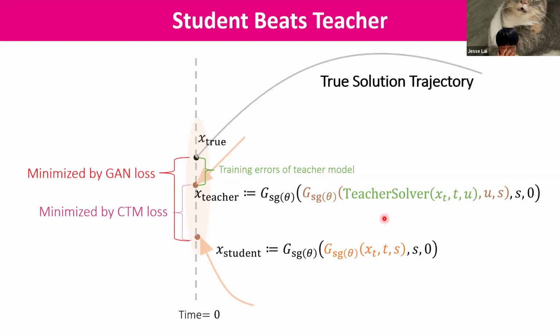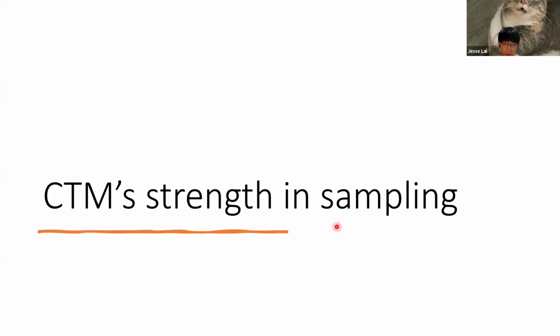The significant factor is that at the initial stage, we use CTM plus DSM to make the learning stable, and the GAN loss can improve the quality a lot, even achieving student beating teacher. So in order to achieve student beating teacher, the GAN loss is quite important. Otherwise, the student model will always be bounded by the teacher's performance.